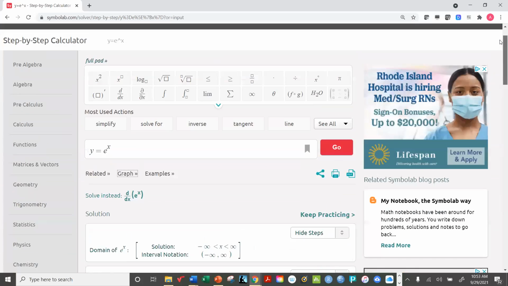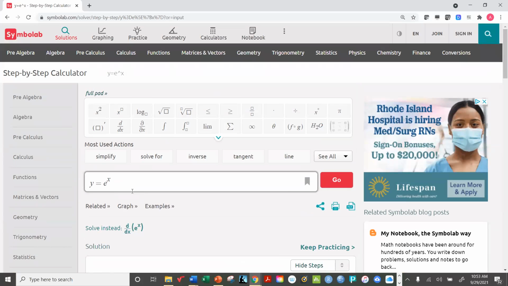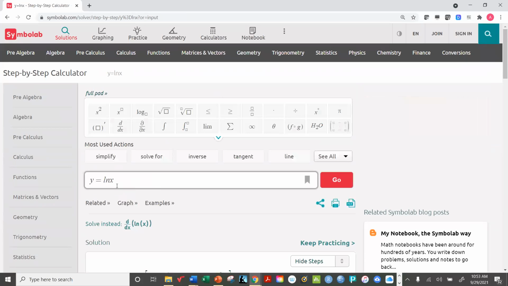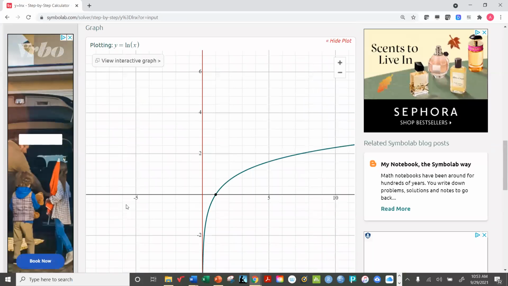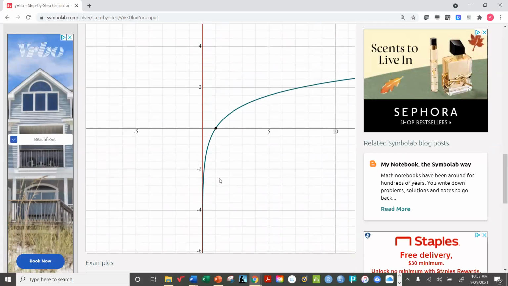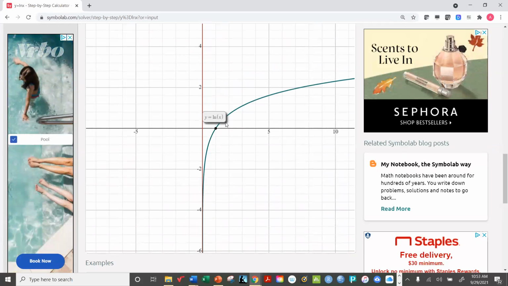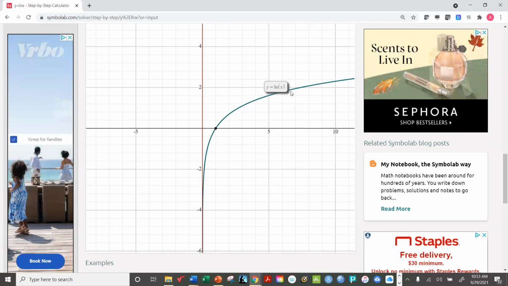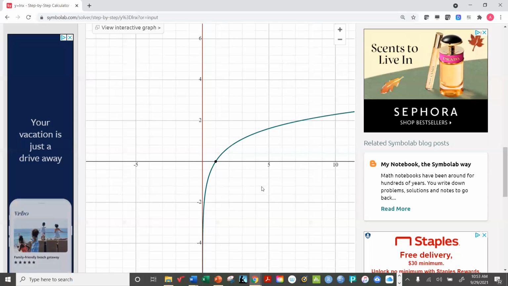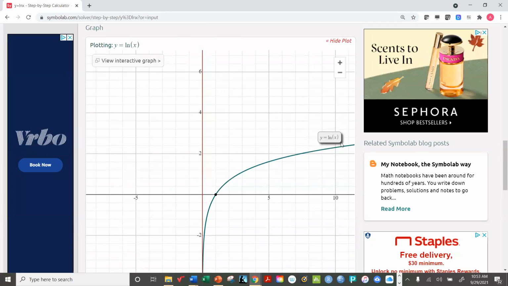Now watch this. Let's change it to log of x. Now look what happens here. Now the vertical axis is the asymptote, and it grows. If you notice, it's growing at a progressively slower rate. It's like it's running out of energy as we move to the right. It's continuously increasing, but the rate at which it increases is slowing down.